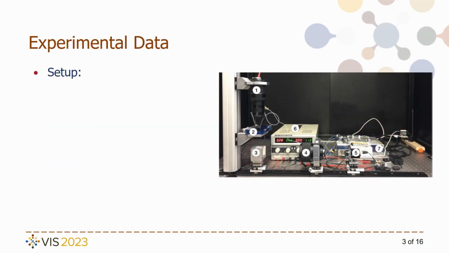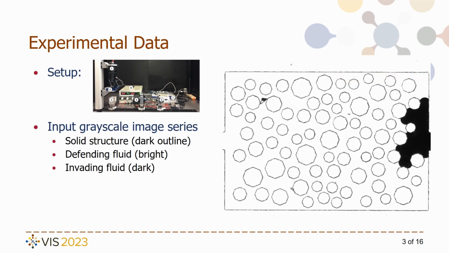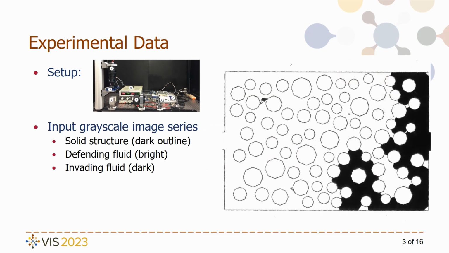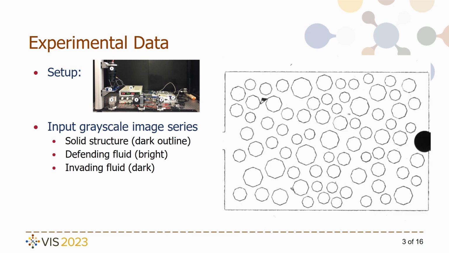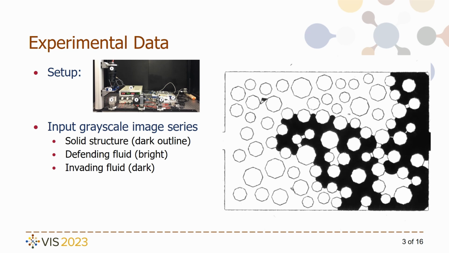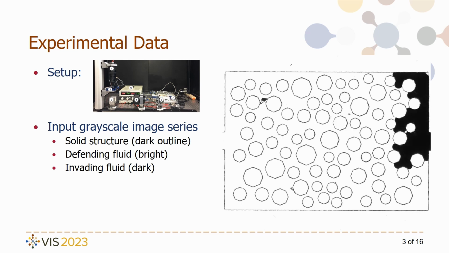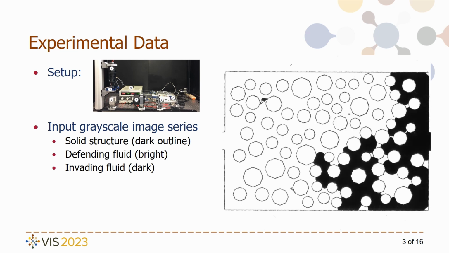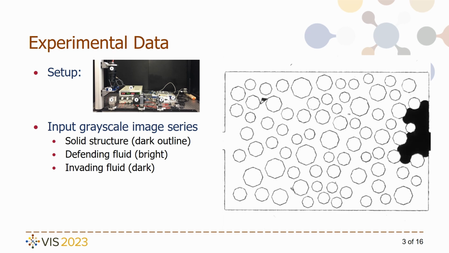The data used in our work stem from experiments and were captured by a camera, which provides us with an input grayscale image series. In these images, the domain border, as well as the geometry of the solids, is recorded as dark outline. The fluid that is already in the pore space of the material, often air, is bright and is called the defending fluid.